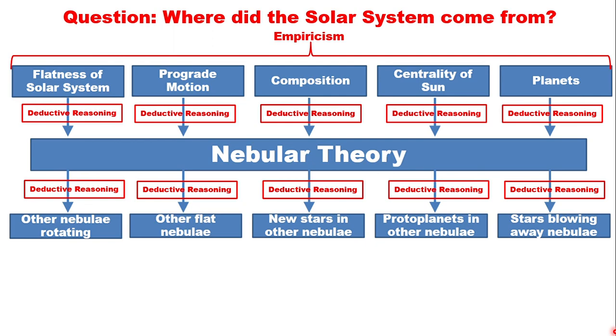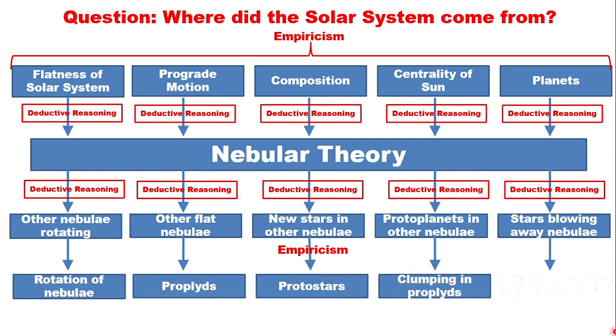And so then, having now relied on rationalism, we now go back to empiricism. And we look for each of these predictions. So we looked for rotating nebulae and we found them. We looked for other flat nebulae and we found the proplyds, or protoplanetary disks. We looked for new stars in other nebulae and found the protostars. We looked for protoplanets in other nebulae and we found those hot spots that represented clumping in the protoplanets. And we looked for stars blowing away their nebulae and found the evaporating gaseous globules.